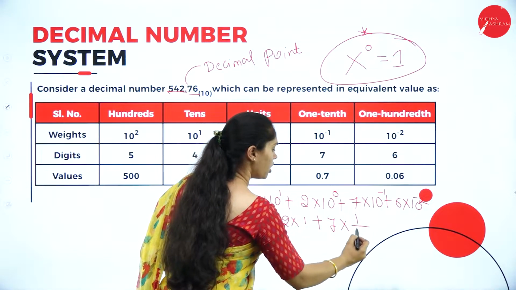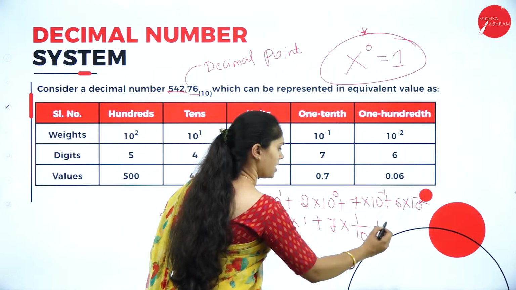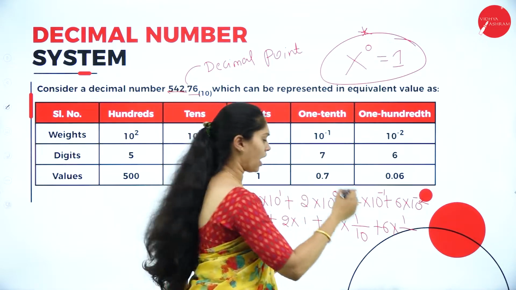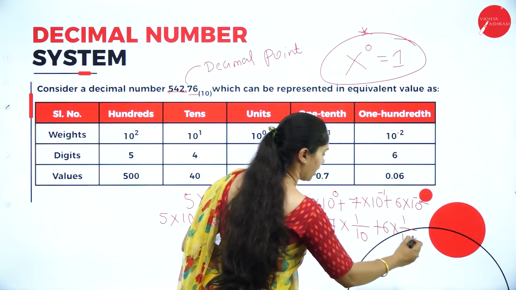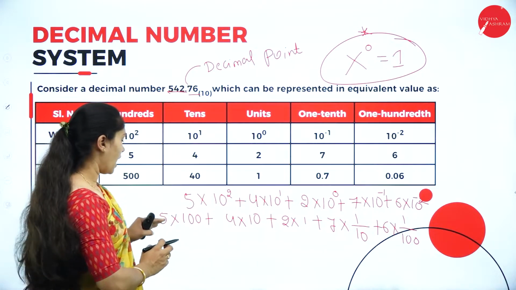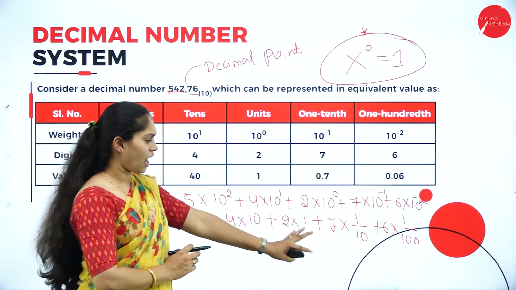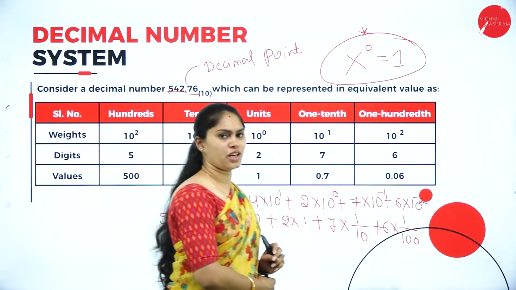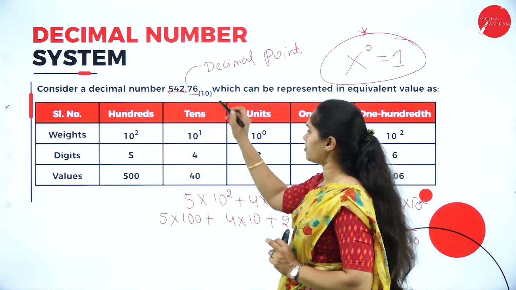How am I going to write? 1 by 10 plus 6 into 1 by 10 power 2, in the sense of what? 100. So it will be 1 by 100. Okay. Then I am going to multiply, and again I will add this. After that you are going to get this number called 542.76, which is of base 10.